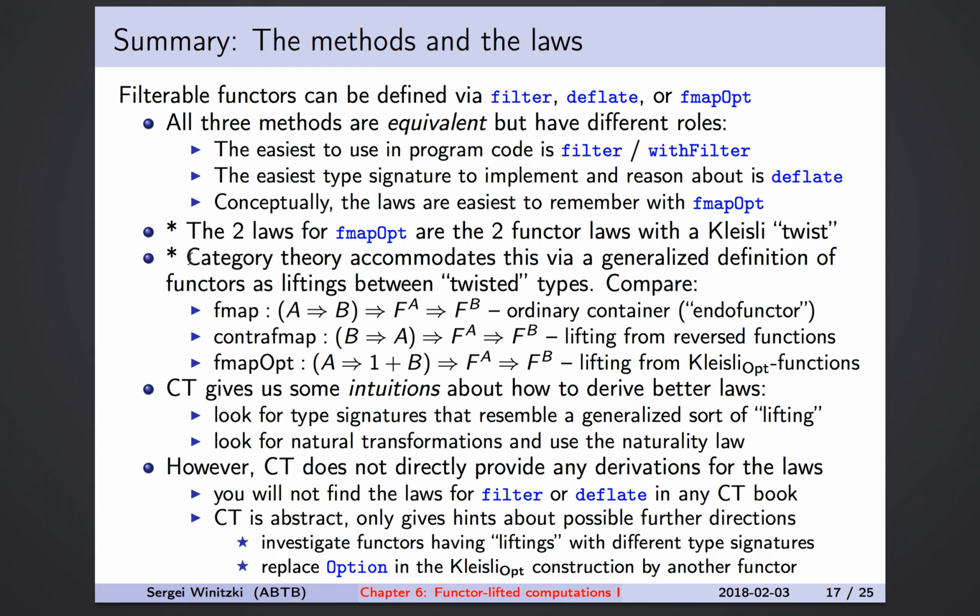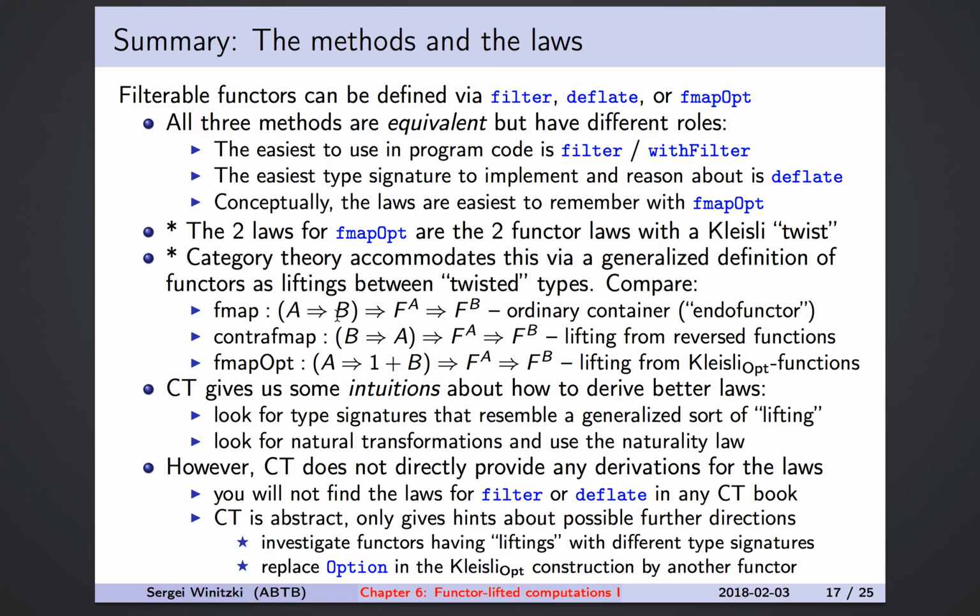Now, let me talk a little about category theory. So, the two functor laws with a twist are accommodated by category theory as just some kind of generalized functor laws. In other words, as ordinary functor laws for some kind of a twisted functor. And the twisted functor has twisted function types. And so, if we, for example, look at type signatures of fmap, contra-fmap, and fmapOpt, compare them, you see this is an ordinary fmap type signature, this is the contra-fmap type signature, and this is the fmapOpt type signature.